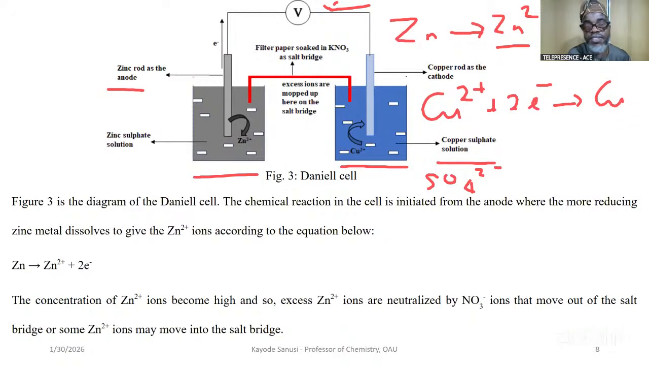Whereas on this other half cell, the potassium ion. So here, the nitrate ion does the job. Here, the potassium ion will do the job of mopping up the excess ions. The excess ion here is SO4 2 minus, while on this other side, the excess ion is zinc 2 plus.